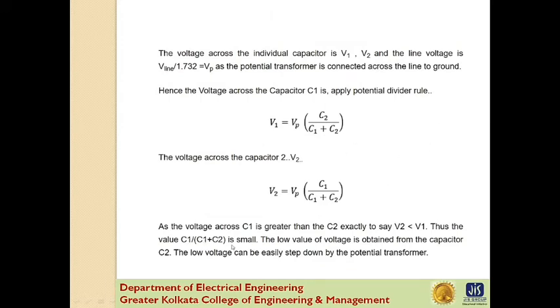Now as C2 is greater than C1, the voltage across C1 is greater than across C2, so we can say V2 is less than V1. Thus the value C1 by C1 plus C2 is small. The low value of the voltage is obtained from capacitor C2. The low voltage can be easily stepped down by the potential transformer.